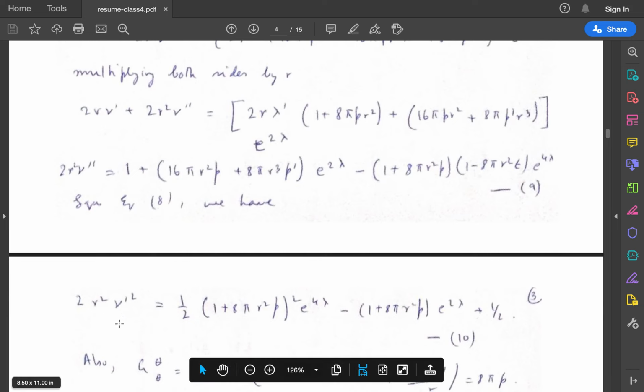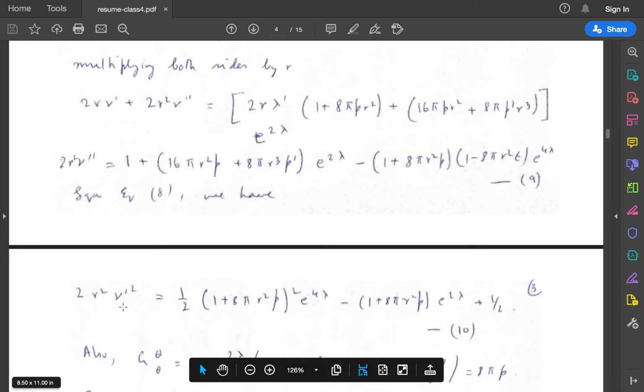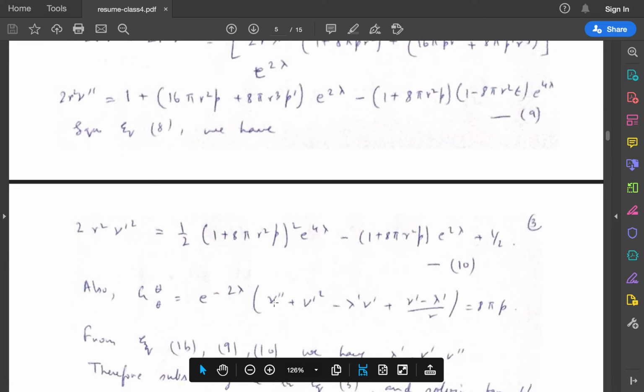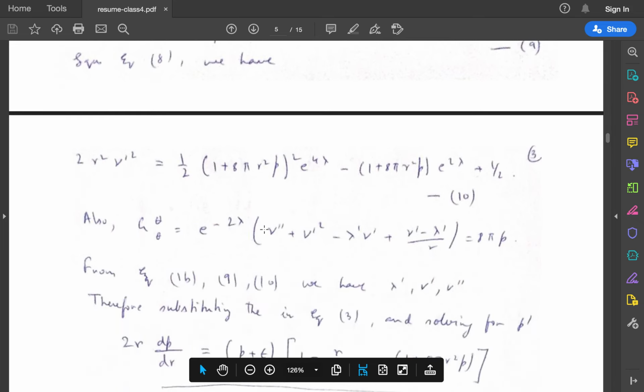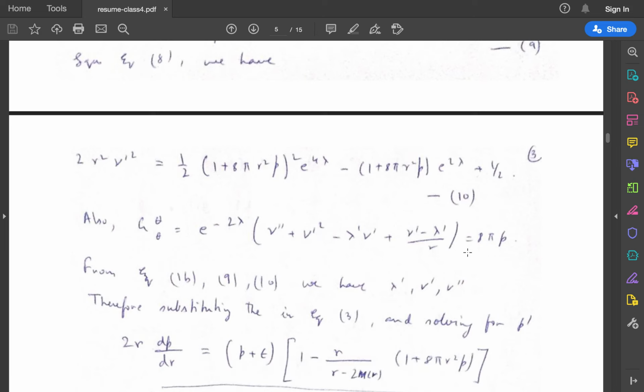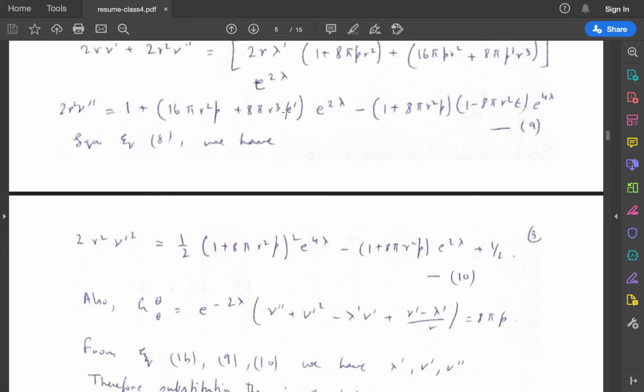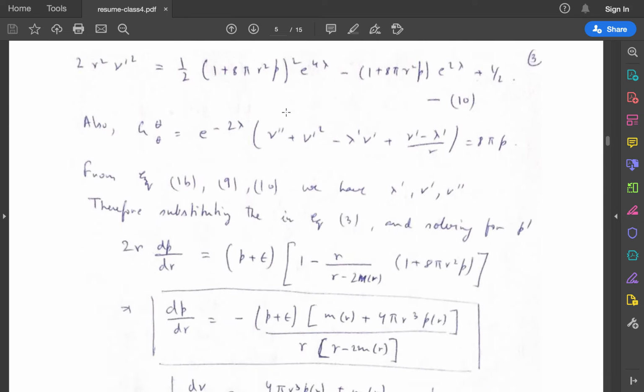We can also solve for nu dash from this equation, or you can use the nu dash we have got there. Also remember that our G theta theta was equivalent to this: exponential to the power minus twice lambda times nu double dash plus nu dash plus this. We know nu double dash, we know nu dash, we know lambda dash, so I can plug those things here and solve this equation. You remember there will be terms in p and p dash, so we will be solving for p dash. P dash means dp by dr, how p changes with radius.